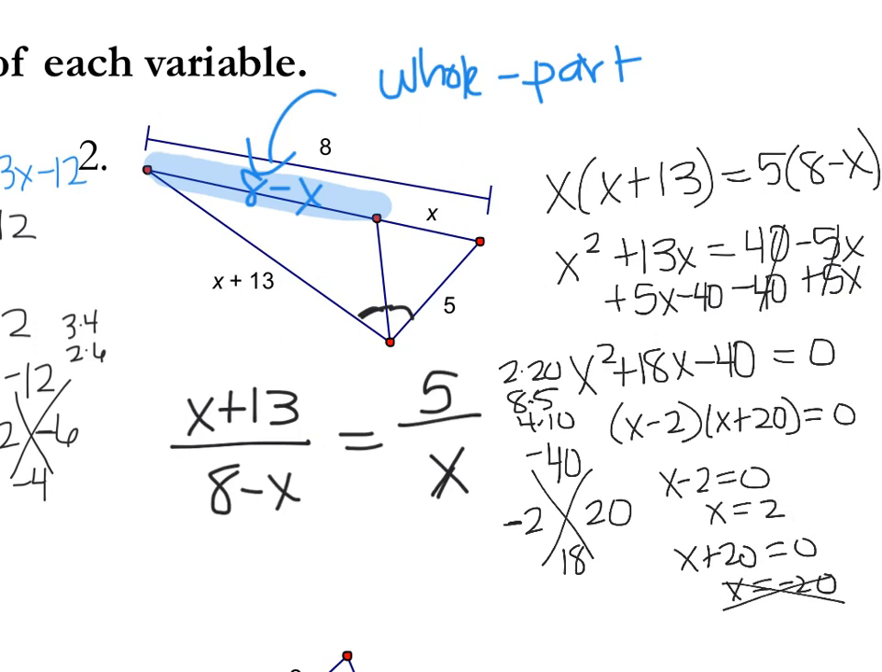It can't be negative 20 because it's a side of a triangle, so it has to be x equals 2. Okay? What I'd like you to do right now is pause it and take a couple minutes and try the other two, see if you can get them right, then I'm going to explain to you how to do the rest of them. So you should pause it in 3, 2, 1.